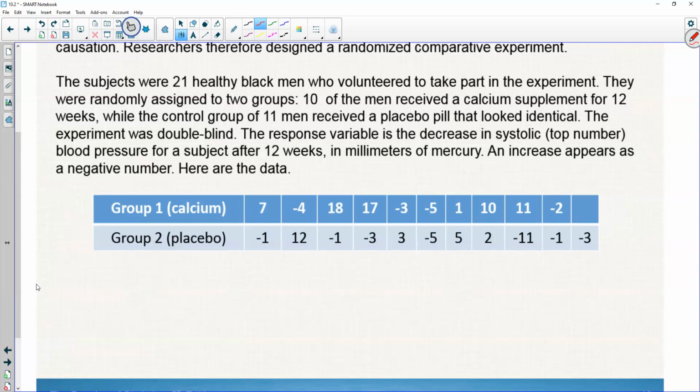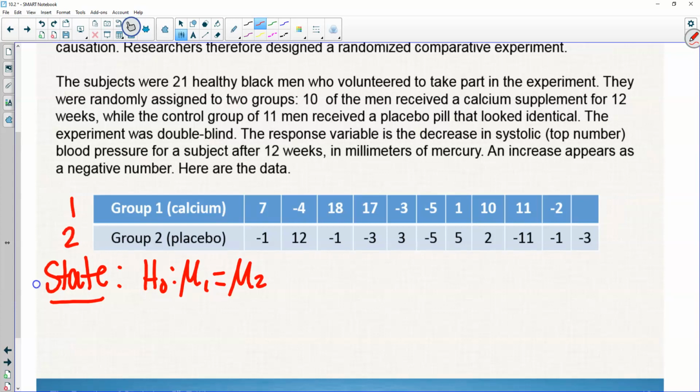An increase would be a negative number. So you want that to be positive. You don't want your blood pressure to have a negative number. That would be an increase in your blood pressure. So let's start with our 4 steps, state, where we state our hypotheses. H0 is that our 2 mu's are equal. And if we claim this is 1 and this is 2, then we would want the top number for population 1 to be greater than population 2, since we would want positive changes in blood pressure as opposed to negative changes.